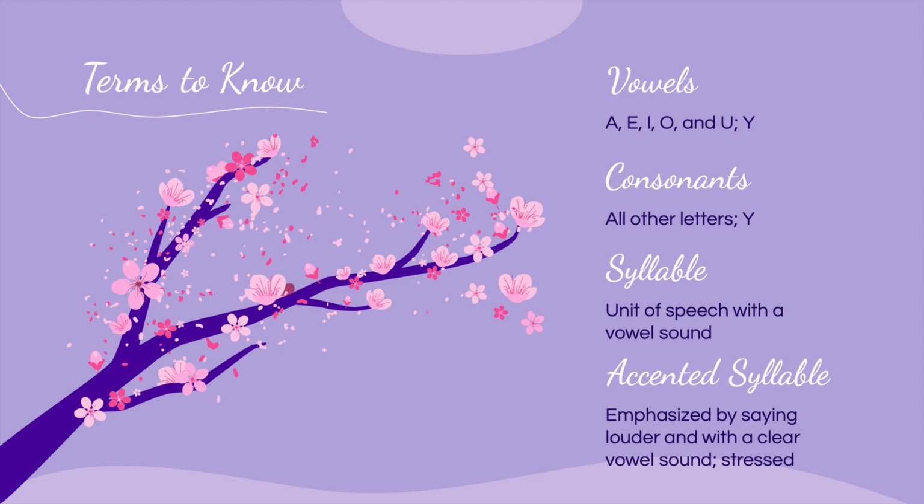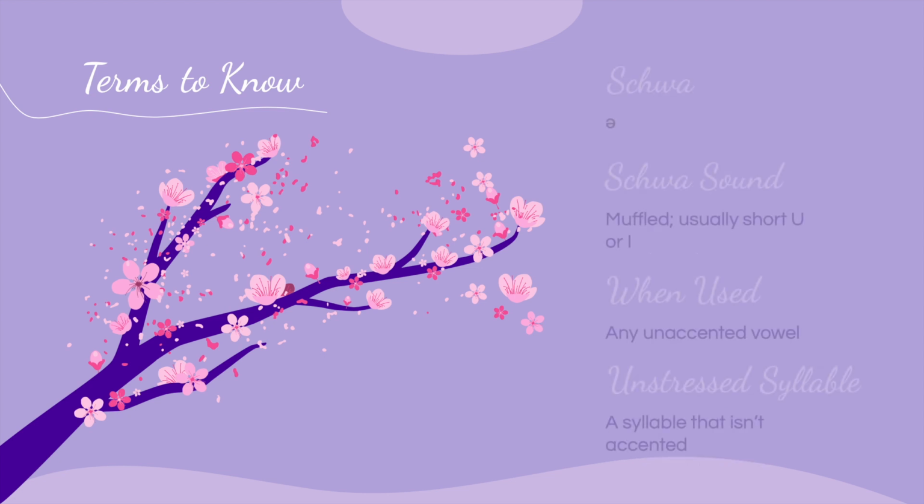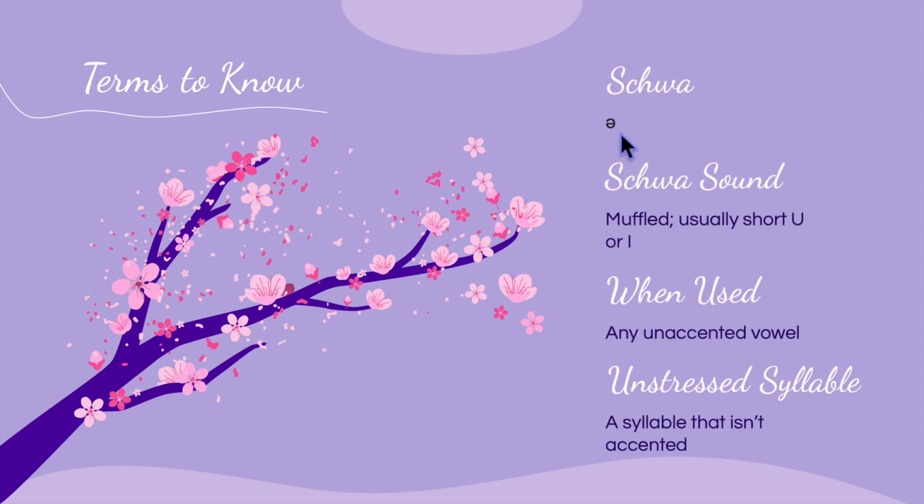An accented syllable is any syllable that we emphasize by saying it a little louder, and it has a clear vowel sound. Sometimes we call accented syllables stressed syllables. A schwa is this upside down, backwards E-looking thing that you may have seen in a dictionary. The schwa represents a muffled sound, which usually sounds like a short U sound or sometimes a short I sound. The schwa can replace any vowel sound in any word where the syllable is not accented. And an unstressed syllable is one that is not accented.